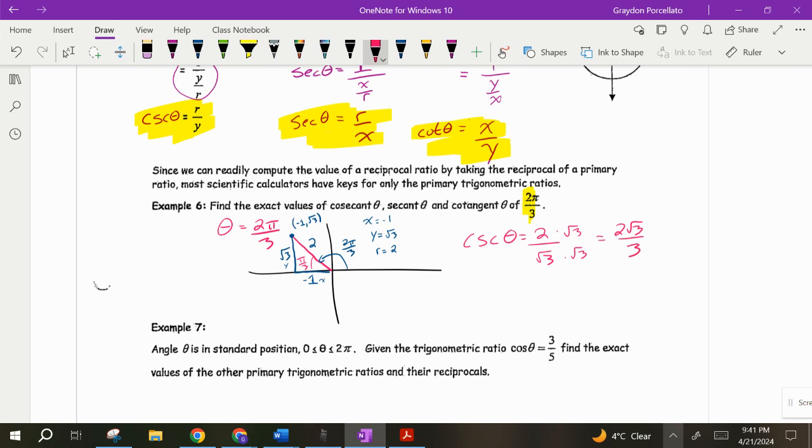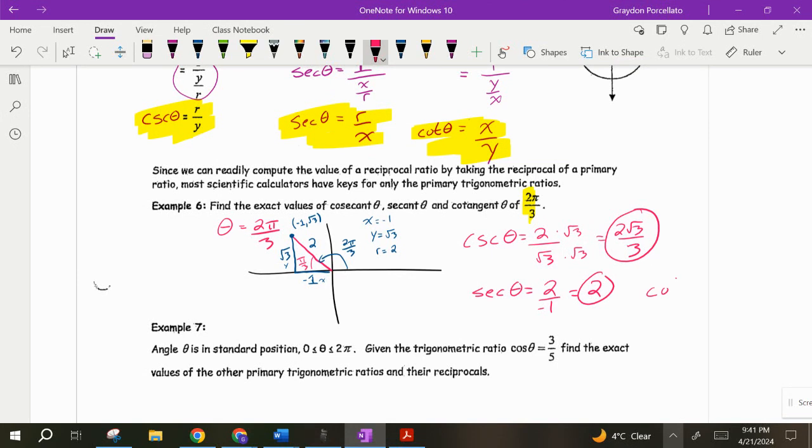Let me just check this. Yep. Okay, if I want to find the secant of theta, well, that's r over x, so that's 2 over negative 1, or just negative 2. Okay, so I'm just going to circle my answers here.